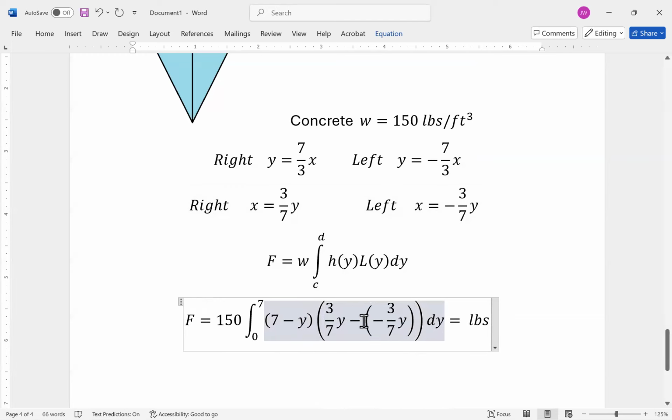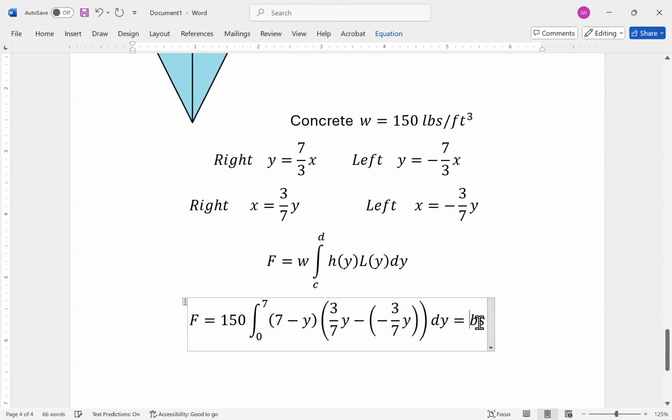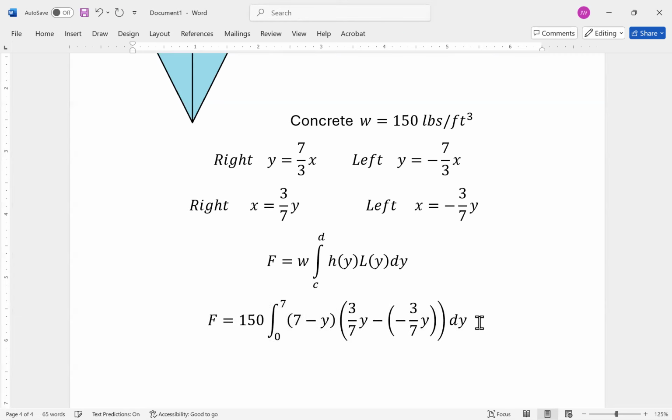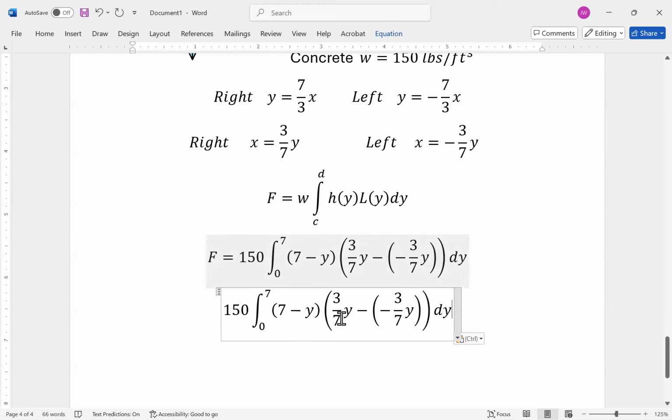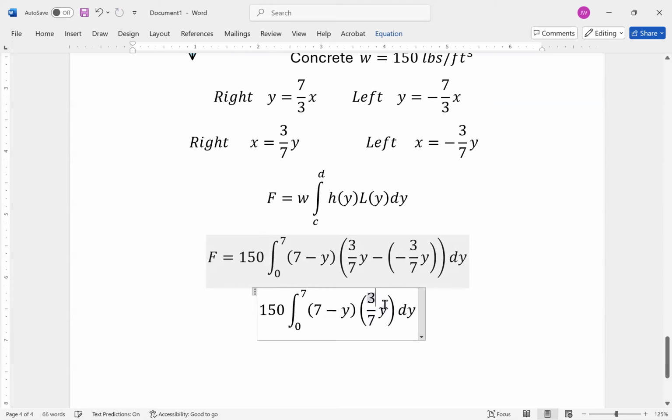If you want to combine these or make that subtracting a negative a plus, you can. If you don't, that's perfectly okay as well. I think I am going to combine. 3/7 y plus 3/7 y becomes 6/7 times y. You can tell that this wouldn't be very difficult. This wouldn't be super difficult to do by hand. It'd be pretty straightforward, but I'm still going to use my calculator in order to do this.